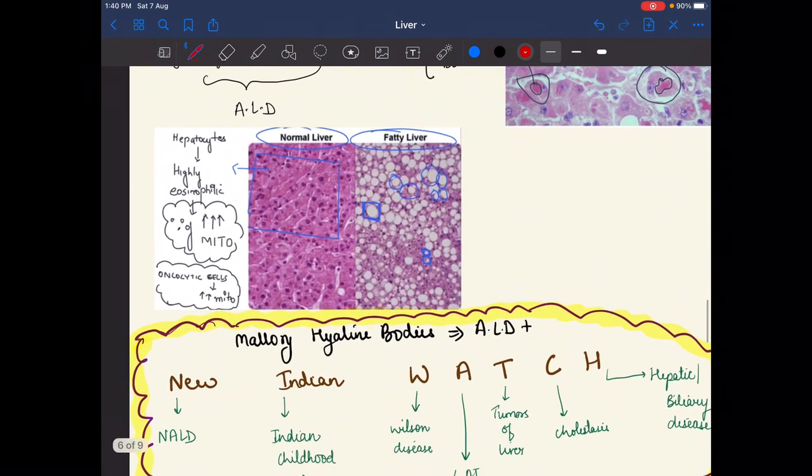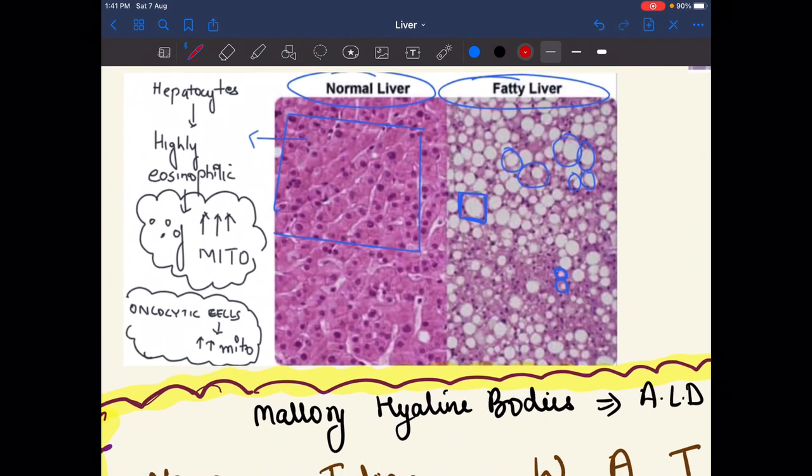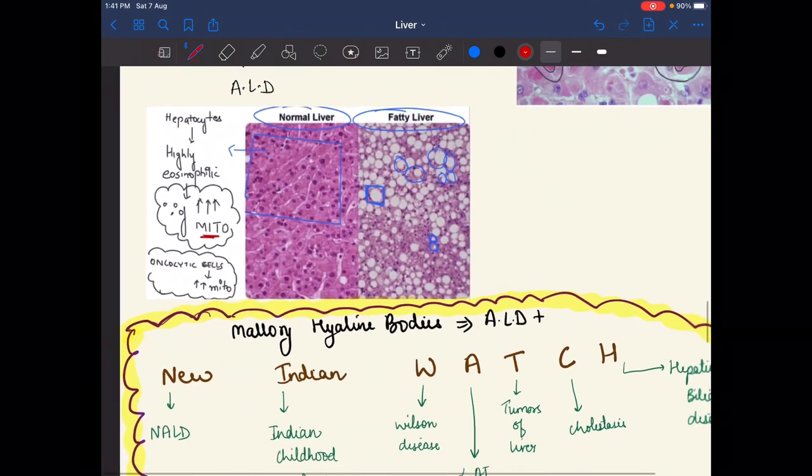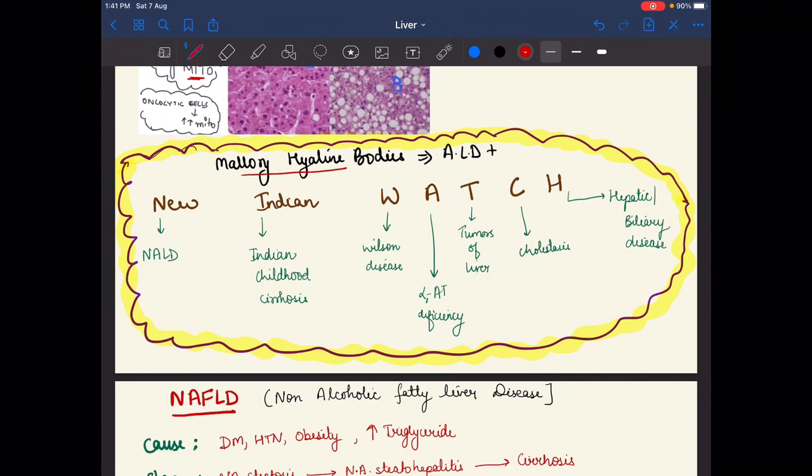Now as we see here, this is the normal liver, and in the normal liver we see that it is highly eosinophilic because of the increase of mitochondria, and these were the fatty cells as we see here. Now, Mallory-Hyaline bodies were the conditions in which we see the Mallory-Hyaline bodies. So Mallory-Hyaline bodies were seen in alcoholic liver disease, and for it the mnemonic is New Indian Watch.